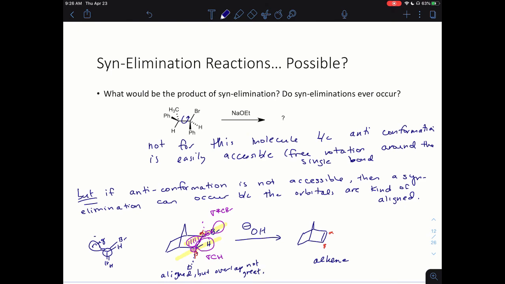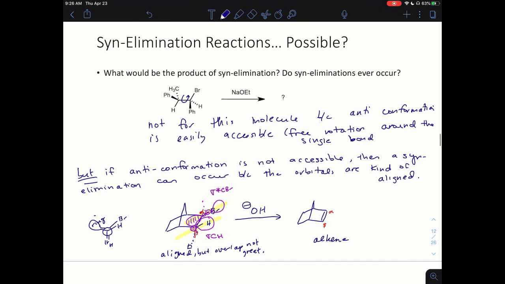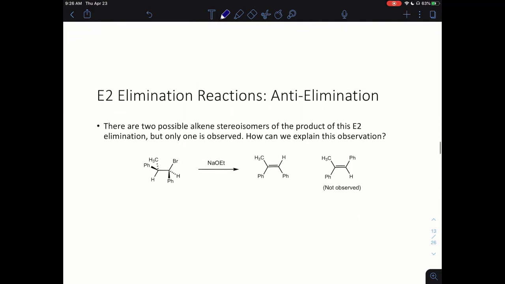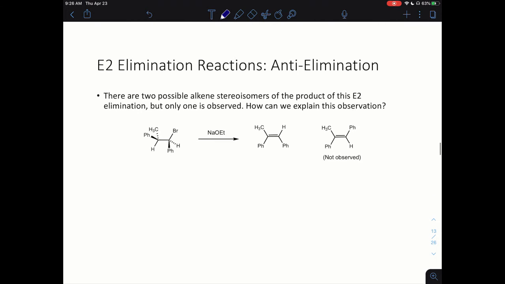So the bottom line is that it can happen. It doesn't usually. Usually we have anti-eliminations, okay? So we're only going to have a syn if that's the only option. And that is why we saw for this molecule, it only formed the Z isomer, because the Z was from the anti-elimination.